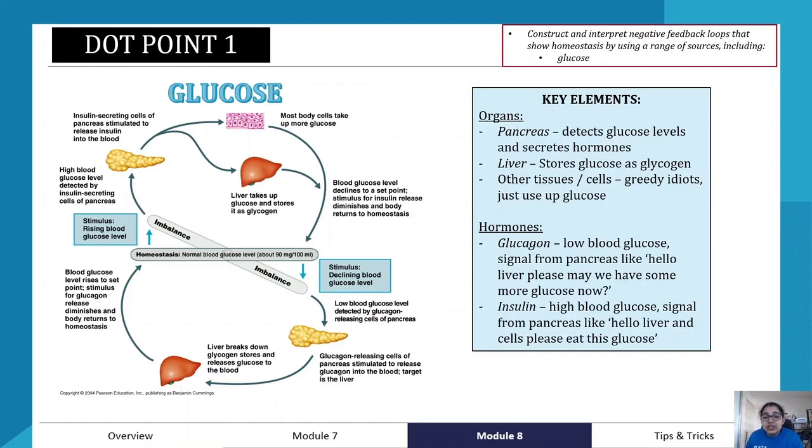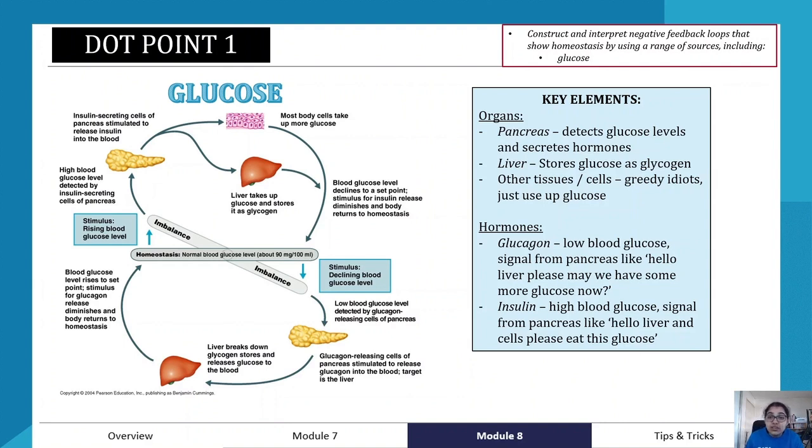And insulin is released when the blood glucose levels are high. We don't want that. We don't want the blood to be so concentrated because it's then going to mess up other processes. So we go to the liver and say, hey, do you mind keeping some of this glucose with you, that kind of thing. So that's the glucose homeostasis.